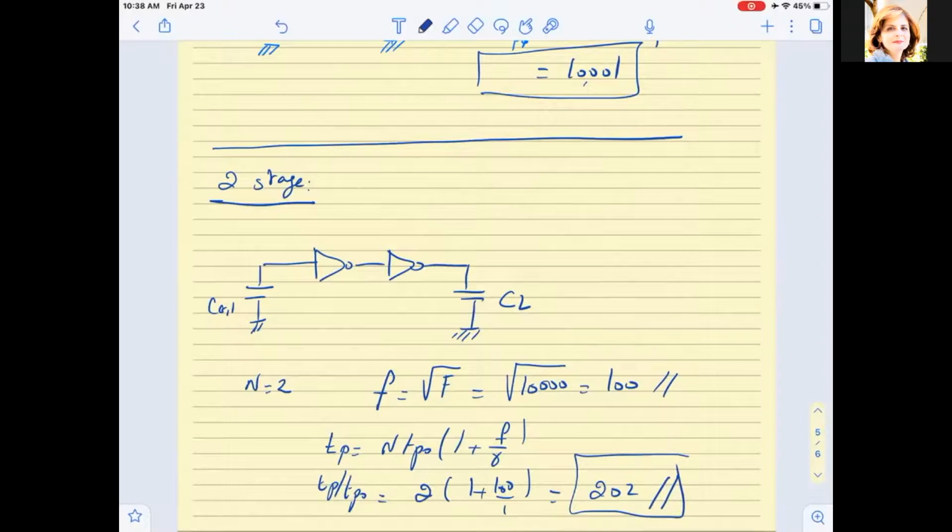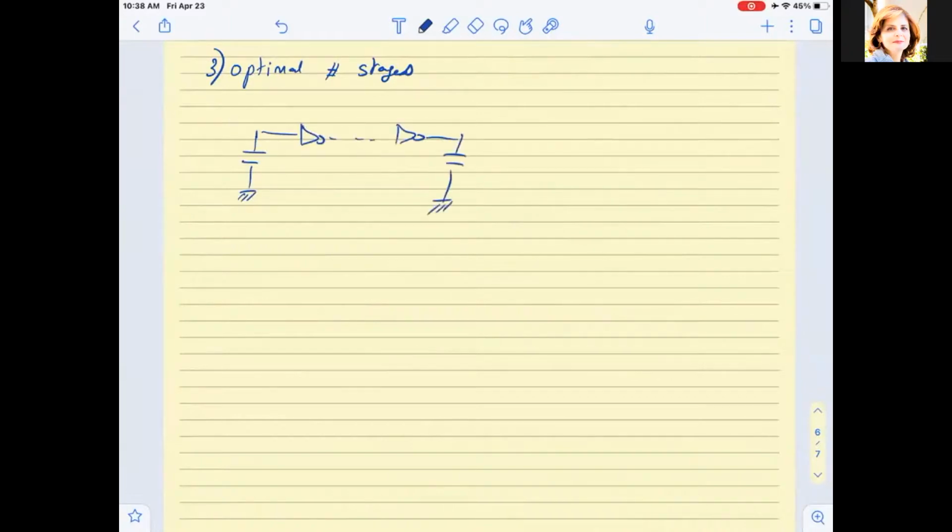Now I want to solve for the optimal delay. So now I want to solve for the optimal number of stages. In order to solve for the optimal number of stages, I don't know CG1 or what the capacitances will be here, but I know that big F in this example is 10,000. So because I'm searching for the optimal n, I can set big F to be given.